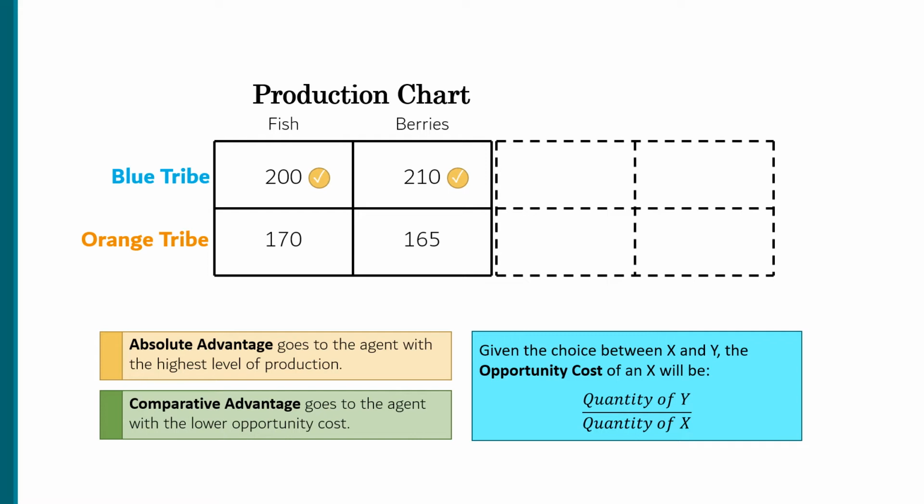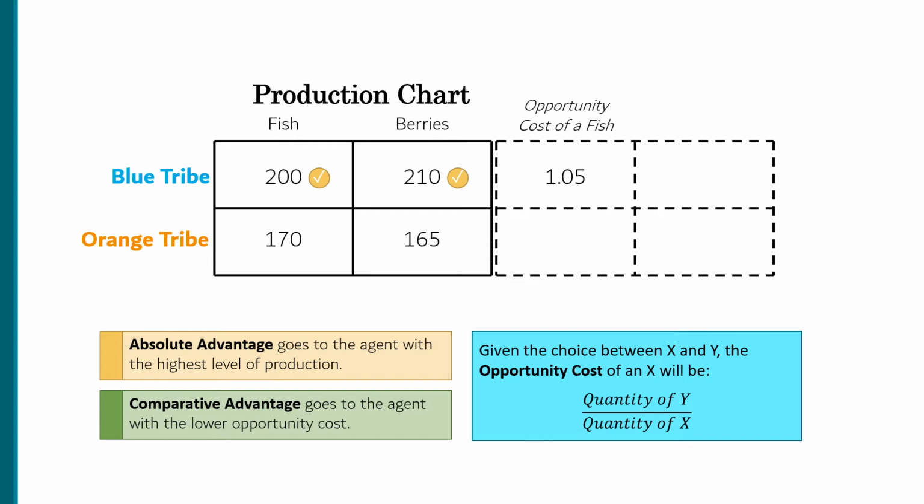The opportunity cost of a fish takes the 210 berries we give up and divides it by the 200 fish that we get. Notice that we want the opportunity cost of a fish, and so we divide by the number of fish. That gives us 1.05 berries per fish we gain. That is the opportunity cost of one fish, 1.05 berries.